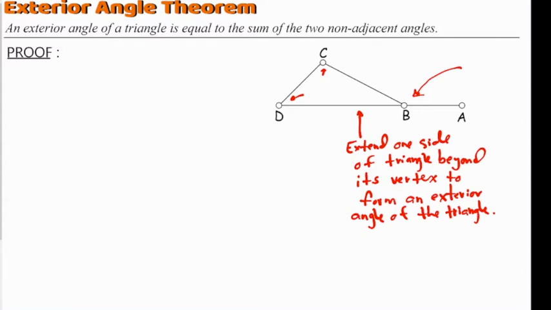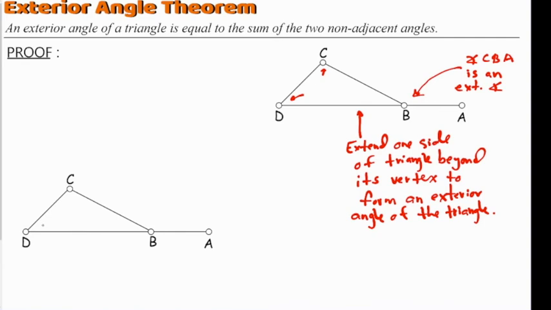And here we see that angle CBA is an exterior angle. So now I'm going to label these angles 1, 2, and 3 inside the triangle and angle 4 outside. We know that angle 1 plus angle 2 plus angle 3 is equal to 180 degrees. We just proved this in the Triangle Angle Sum Theorem.